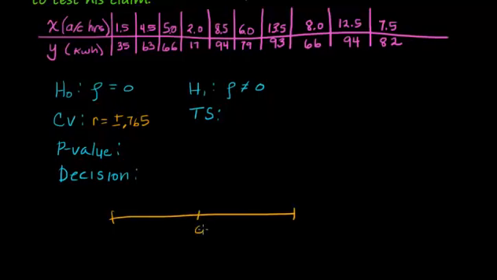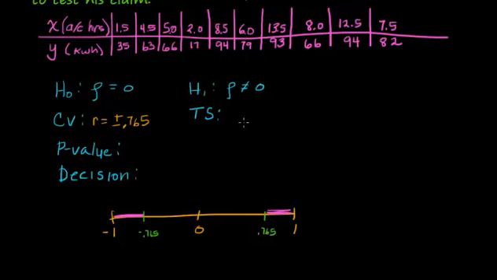Here's 0, no linear correlation. 1 is our perfect positive linear correlation. -1 is our perfect negative linear correlation. And we suspect it's a positive correlation because the slope of the line was going up. So at 0.765 and negative 0.765, let's mark that. Here's negative 0.765 and positive 0.765. And we'll add a little shading in here to show our critical region.